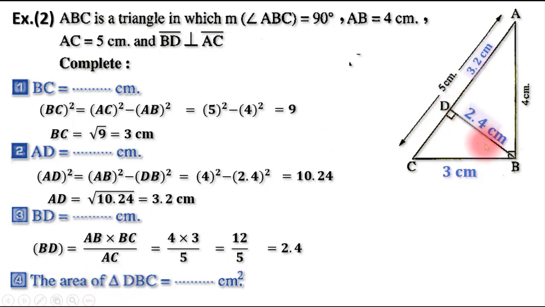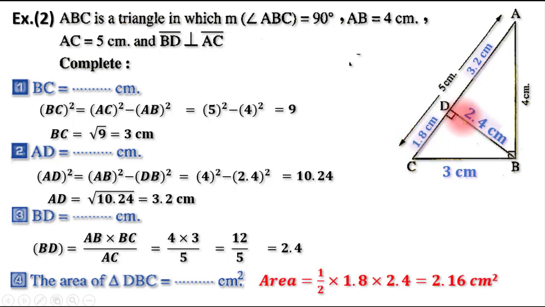Then the area of triangle DBC. We know that the rule of the area of a triangle equals half times base times height, and the base and height of the right angle triangle are the two sides of the right angle, which are DB and DC. We need to find the length of DC. Length of AC equals 5, and we found that length of AD equals 3.2. Therefore, the length of DC equals 1.8, because 5 minus 3.2 equals 1.8. Then the area of triangle DBC equals half times 1.8 times 2.4, which equals 2.16 centimeters square.